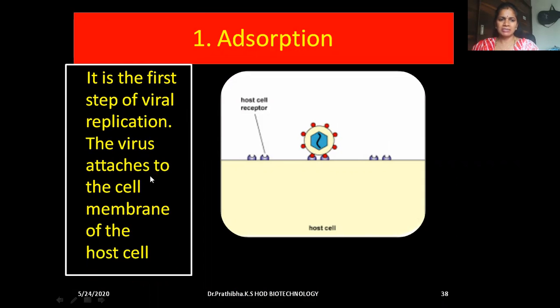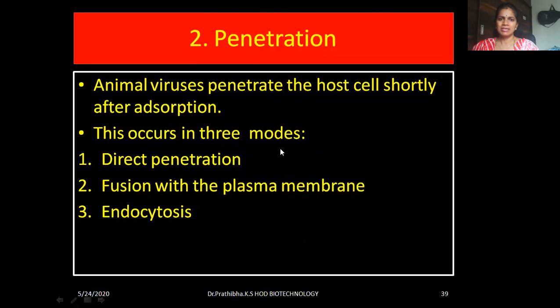The virus attaches to the cell membrane of the host cell. There will be some host cell receptors. Through the host cell receptors, the viruses are going to attach to the host cell, and then inject the nucleic acid. But here you should focus only on adsorption. First, adsorption: the virus will go and attach to the host cell through the cell receptor.